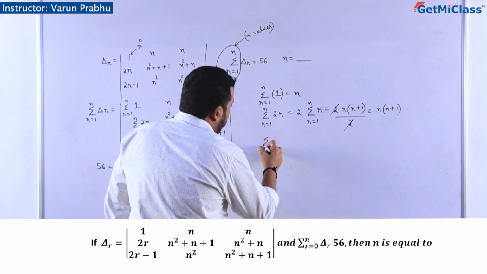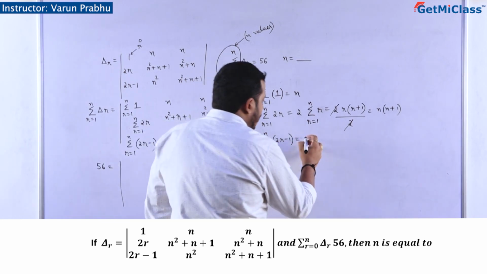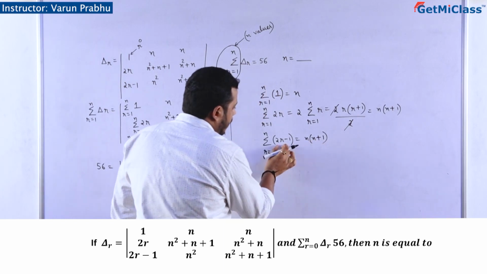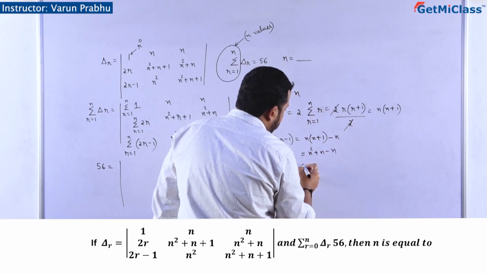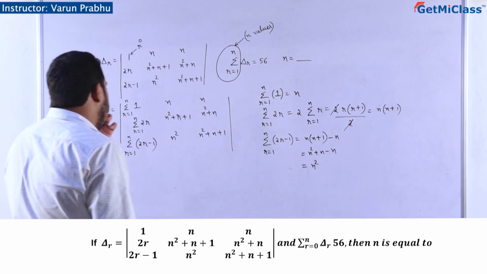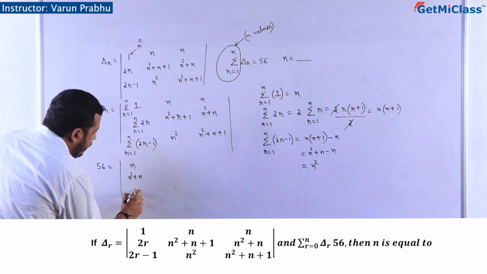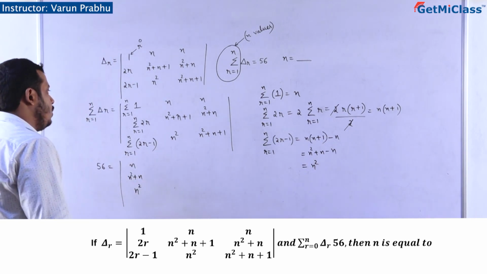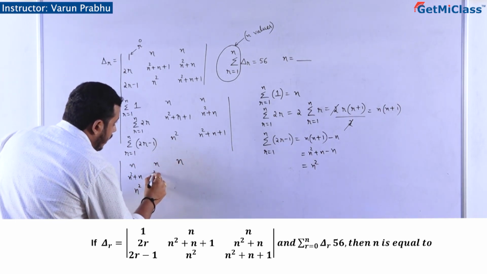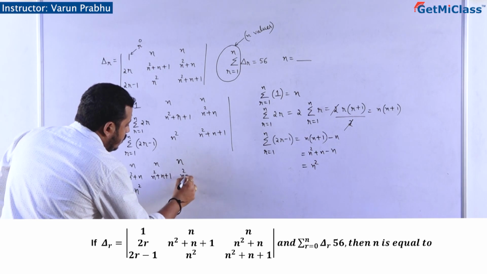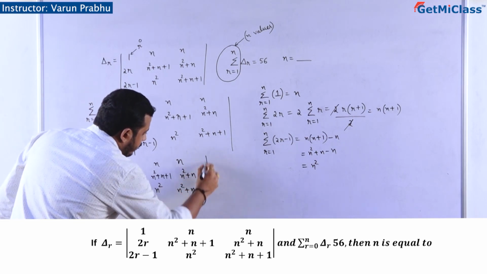And similarly, sigma r is equal to 1 to n, 2r minus 1 can be written as n into n plus 1, that is for this part which we have already calculated, minus of n. So n square plus n minus n, that is equal to n square. Are you getting it? That is equal to n square. So this part will be equal to n, and this is n square plus n, and this is n square. Are you getting it? N square. And then this is n, this is n, n square plus n plus 1, n square plus n, n square plus n plus 1. Correct or not?